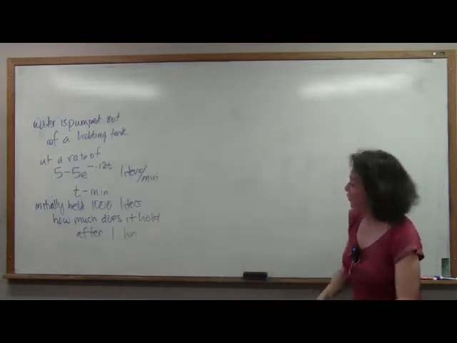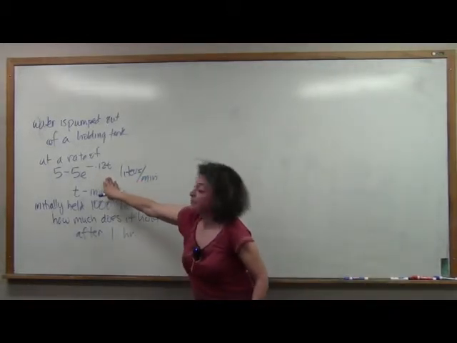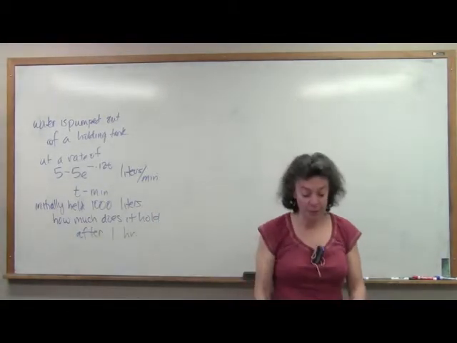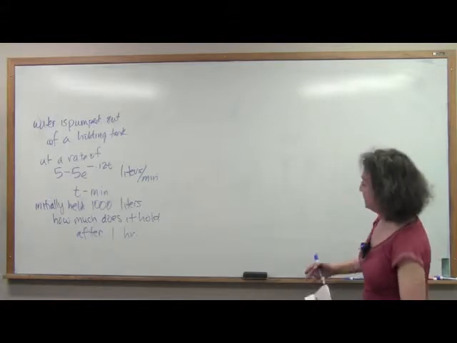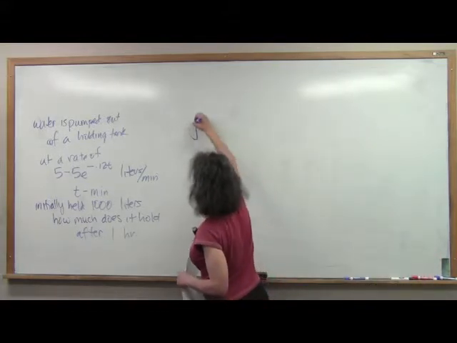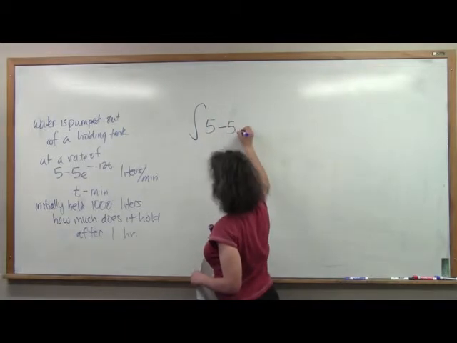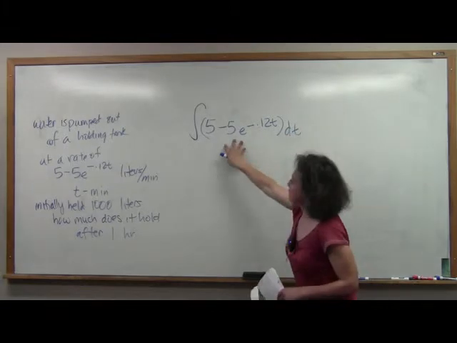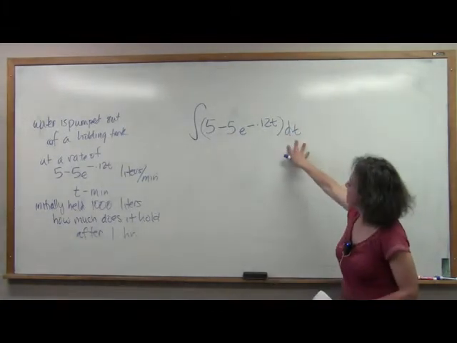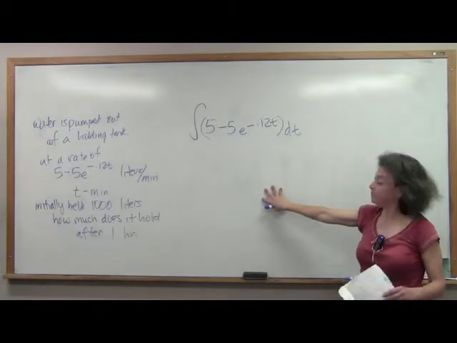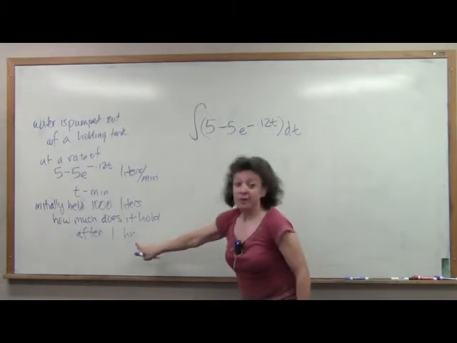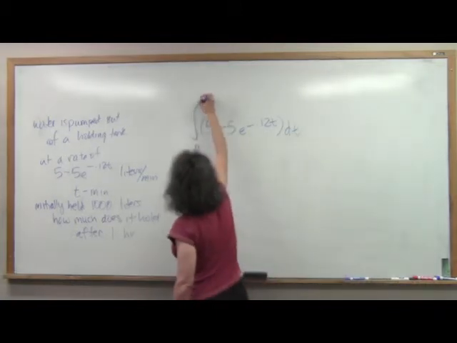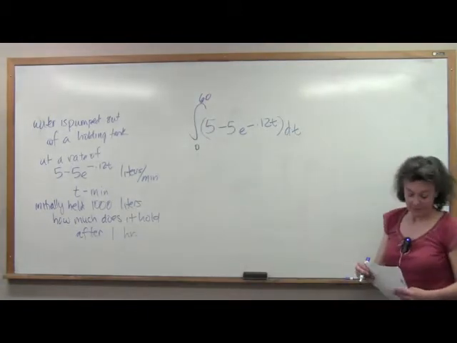All right then, so notice we're given the rate in liters per minute. We want to know liters. Again, the way we undo our rate is precisely by taking our antiderivative. So we're taking the antiderivative of our function. Notice when we do that, this is in liters per minute, this is in minutes, we're going to get liters. So we want to know after 1 hour. Well, we're kind of keyed in on the units, and we know an hour is 60 minutes.